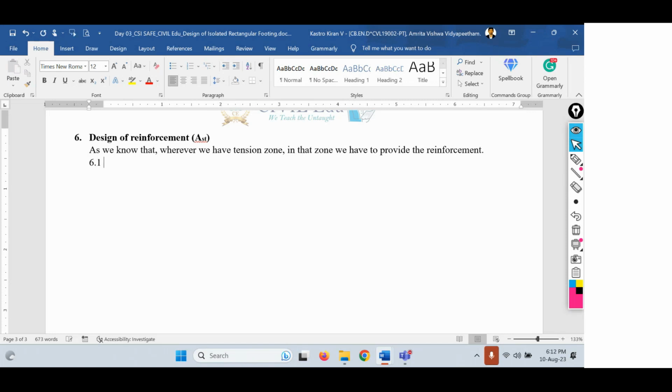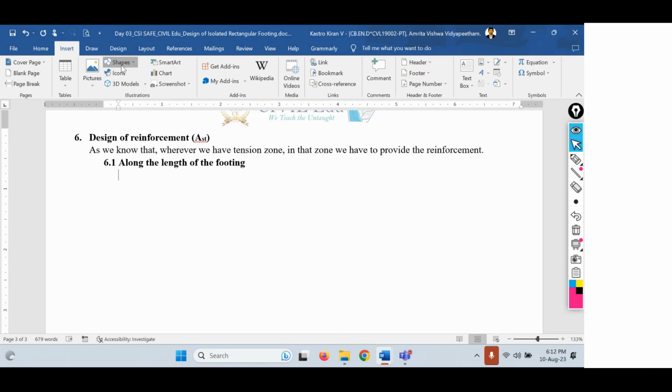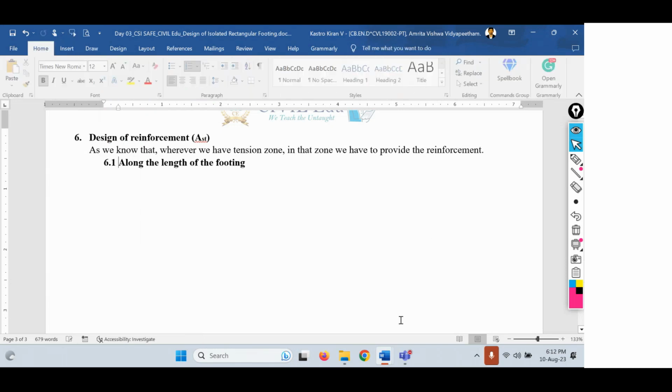So let me write in this way, along the length of the footing. So first we'll find out along the length of the footing, and then we'll find out the reinforcement along width of the footing. Right. So what is meant by along the length of the footing? Suppose if I have to draw the length direction of the footing, suppose if you take this as the image, let me do one thing. I'll just draw it here and then I'll copy it.